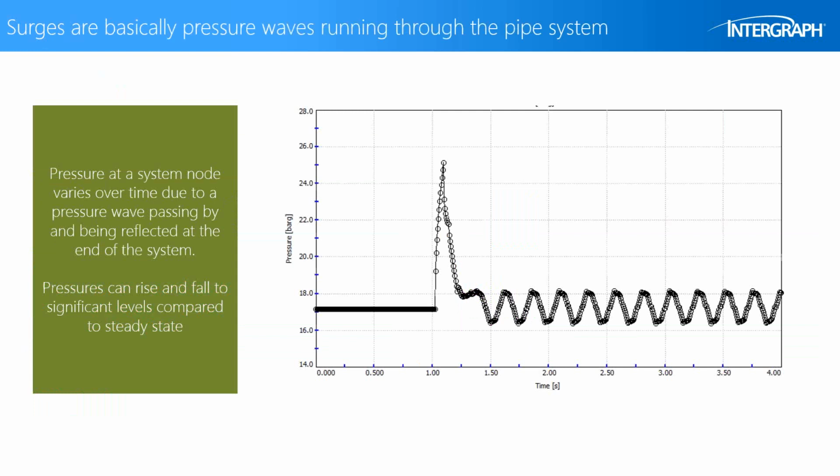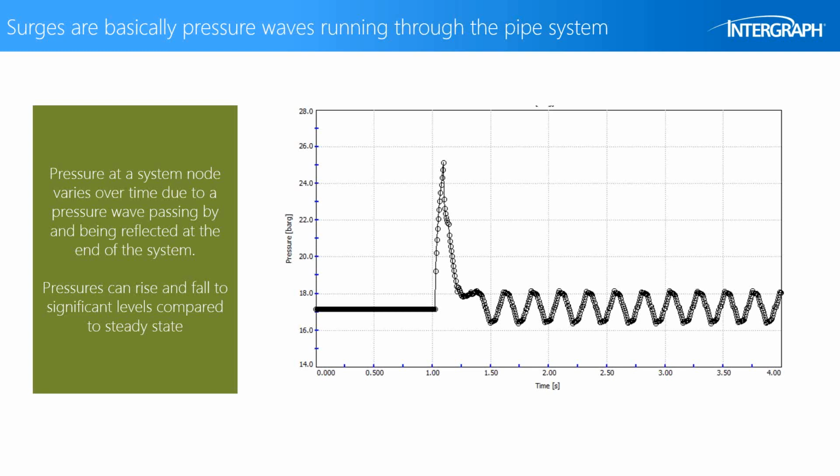So, in summary, a surge is basically a pressure wave running through the piping system. Pressure at a particular location, or a system node in terms of our analysis model, can vary over time due to a wave passing by and being reflected at the end of the system. These pressures can rise to very high levels, as we can see in the chart here, from a steady state situation of around 17 bar pressure, to a very high pressure spike where we have hit almost 26, about 25 bar pressure.